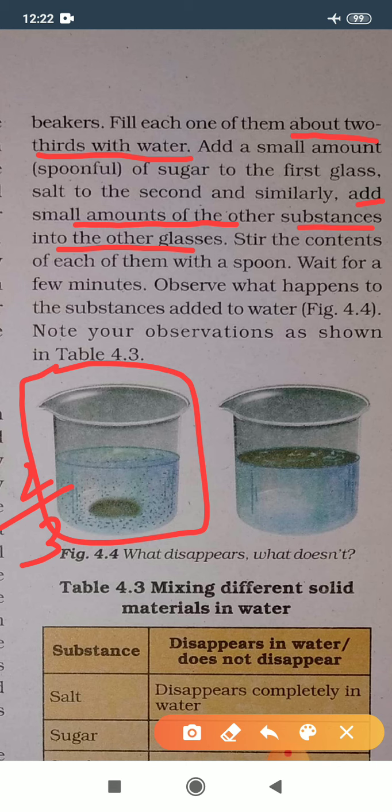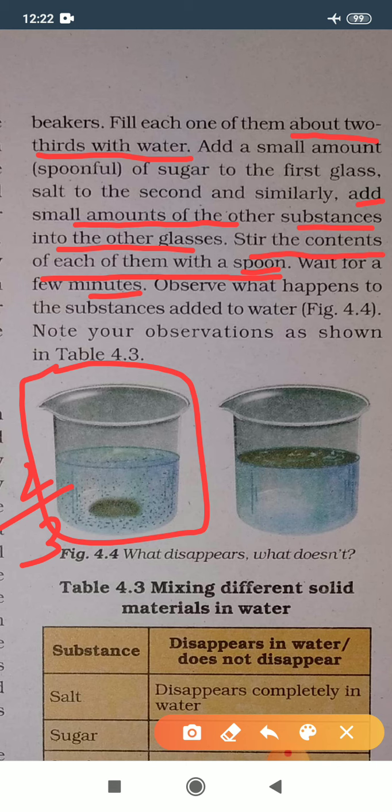Now with the help of apparatus and materials, suppose first we take sugar, so we need to add sugar in the first beaker with 2/3 water. After that, in the second beaker you need to take 2/3 water, and in that you need to add salt. After that, you will take chalk powder, sand, and sawdust respectively. Stir the content of each of them with a spoon. Now you need to stir, that means आपको उसको mix करना है with the help of a spoon.